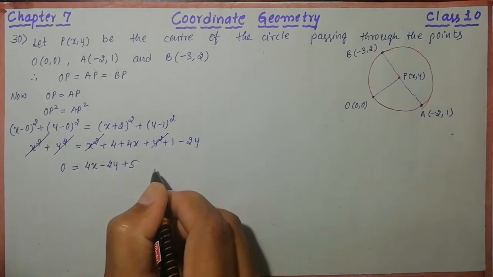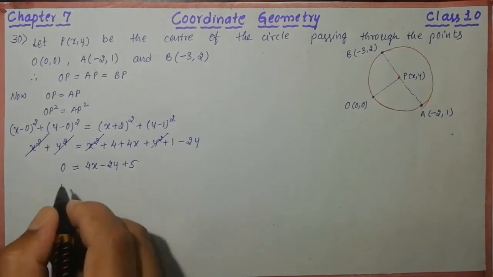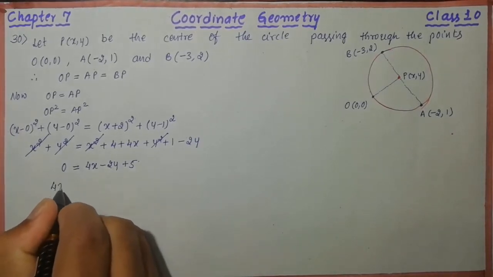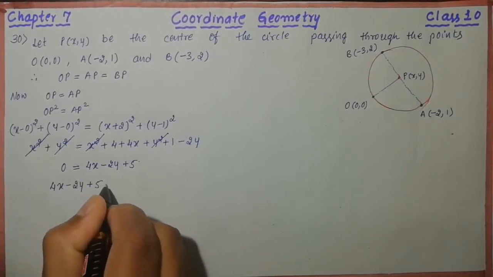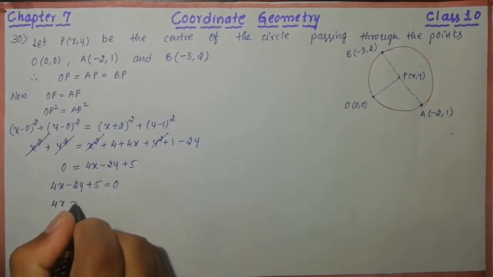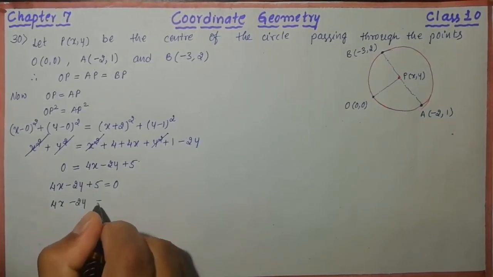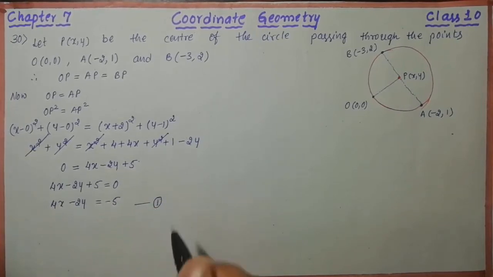Okay, I think it is better to write it like this. So I'm going to rearrange this equation. I'm going to take the reverse order. 4x minus 2y plus 5 is equal to what? 0, and then 4x minus 2y is equal to minus 5. Okay, so now put this one as equation number 1.